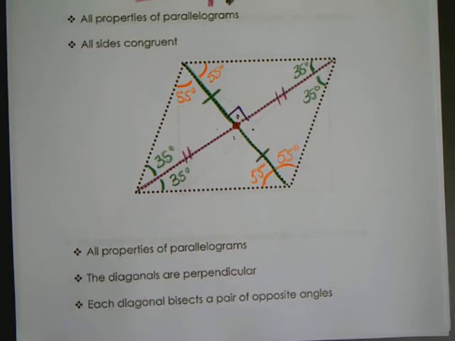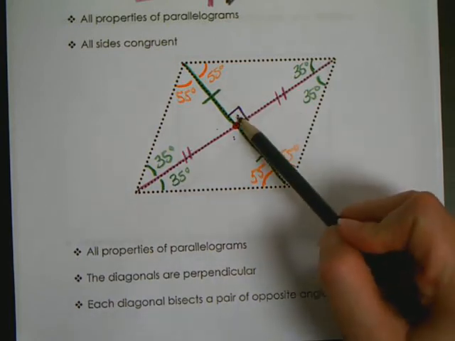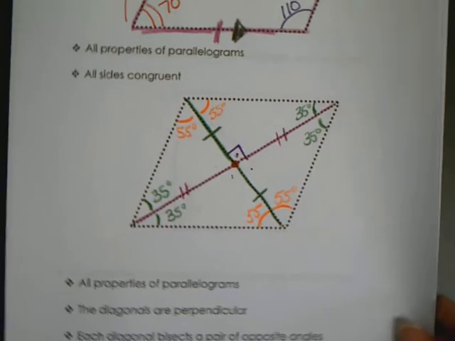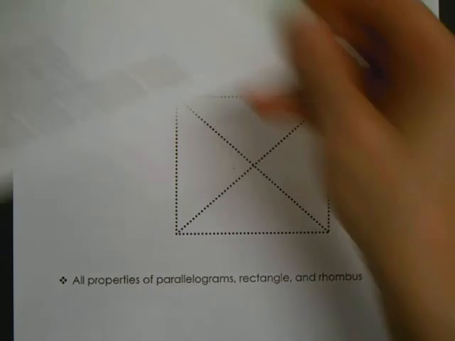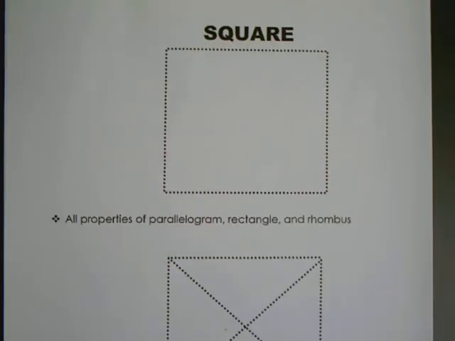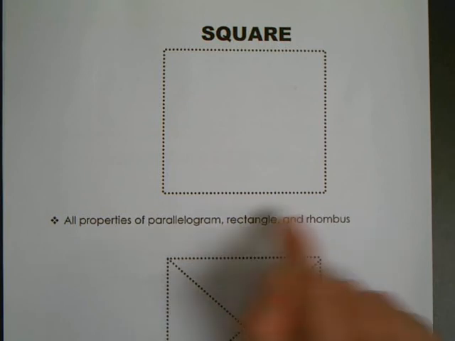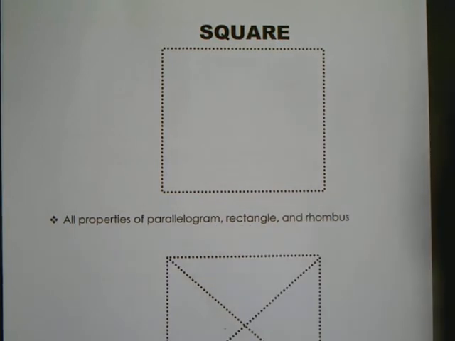All your properties of parallelograms, diagonals are perpendicular, meaning they create right angles, and the diagonals bisect opposite angles. There's a lot of memorization to this, folks. All right, that's it for a rhombus. Now, on to squares. Squares are kind of easy because they take on all the characteristics or all the properties of parallelograms, rectangles, and rhombi or rhombus.